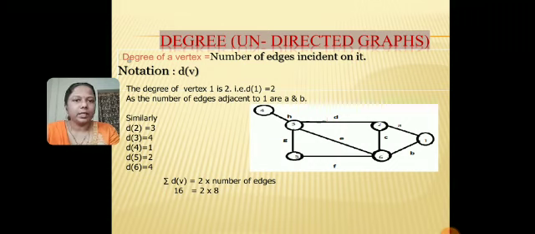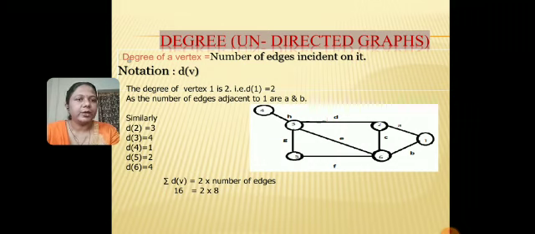Now in the given graph you can see that the degree of vertex 1 is 2, as the edges incident to vertex 1 are A and B. So 2 edges are incident on vertex 1, so the degree of 1 becomes 2. Similarly, for the remaining vertices, the degree of vertex 2 is 3 because there are 3 edges incident on 2, which are A, C and D.